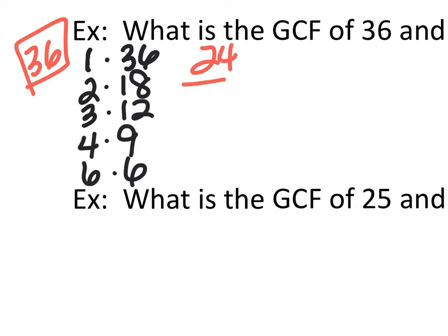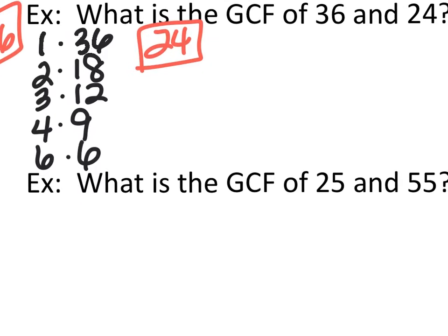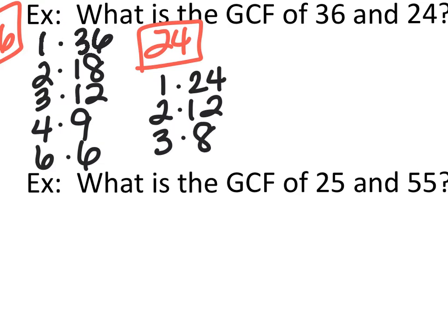So for 24, let's do the same thing and see what factors we have going on. So let's start with the easy one. 1 times 24. If we double the 1, we get a 2. And if we cut 24 in half, we get a 12. What about 3? Well, 3 times 8 is 24. 4 times 6 is 24. Can't do a 5. We can do a 6, but we already took care of it right here. So I think these are all the factors of 24.